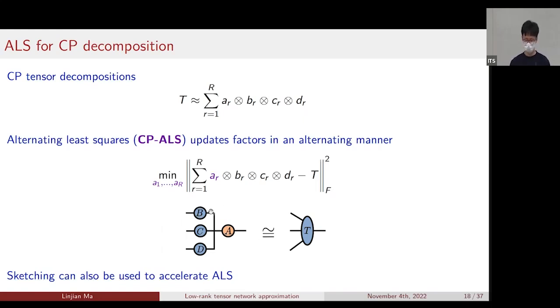In each small problem, one fixes, for example, B, C, and D, and then only optimizes A. And this is again a least squares problem where the left-hand side is just a tensor network. You can think of this one as a general tensor network. Next I'll show that using randomized sketching, we can also accelerate this ALS.